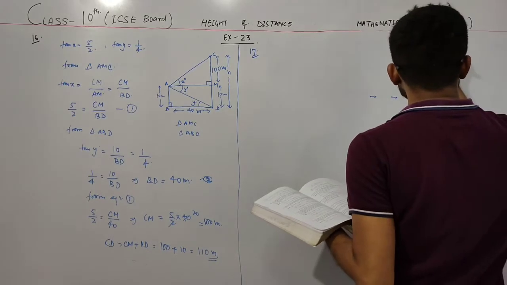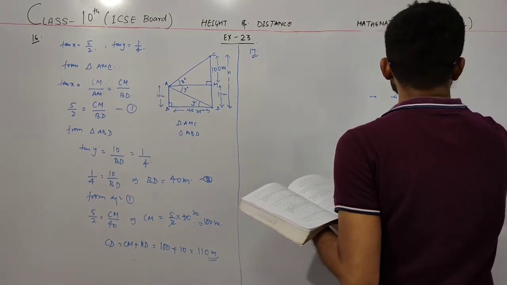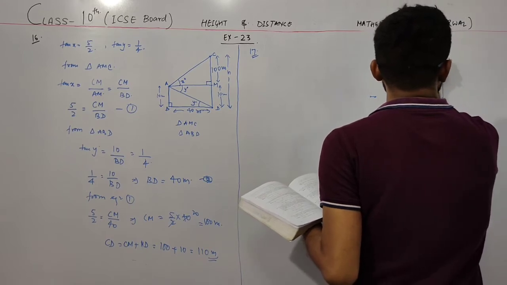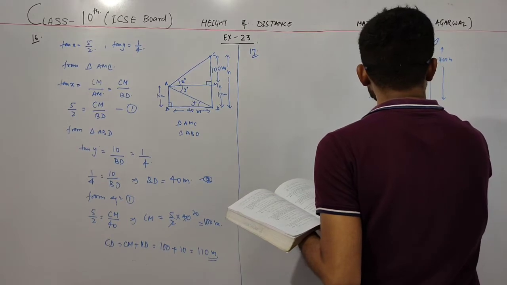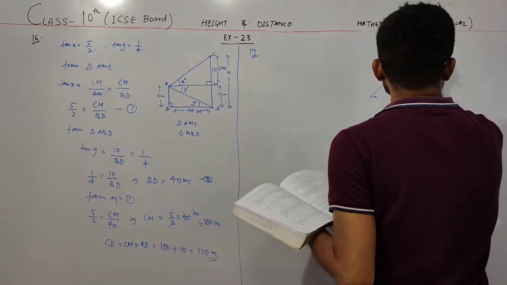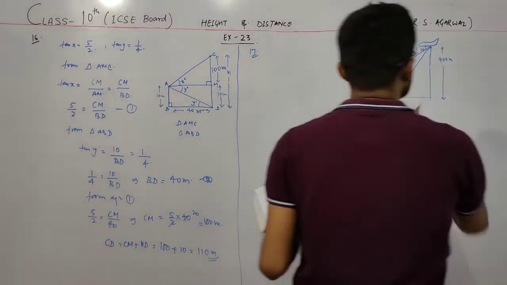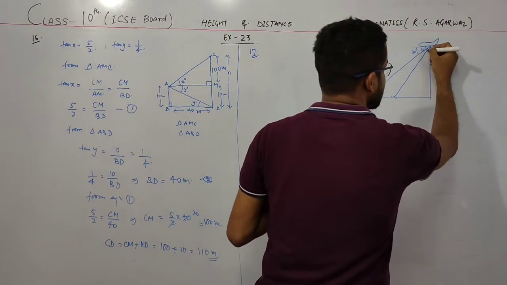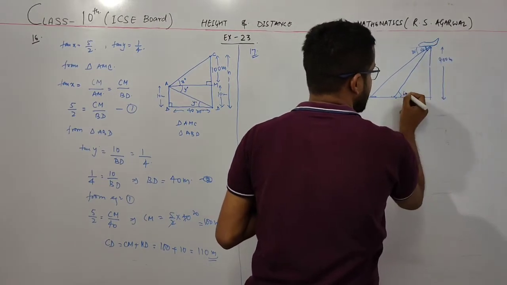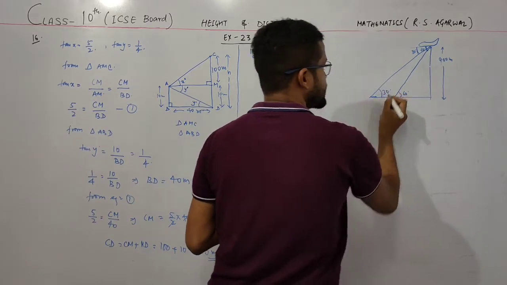The angle of depression of this ship is 60 degrees and the angle of elevation of this ship is 30 degrees. Okay, this is 60 degrees and this is 30 degrees. Now if this angle is 60 degrees, then it is automatically 60 degrees, and if this is 30 degrees, then it is also 30 degrees.